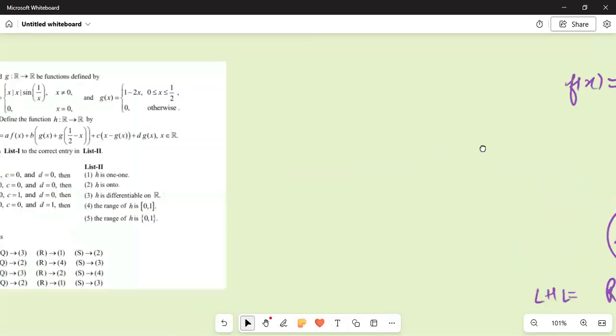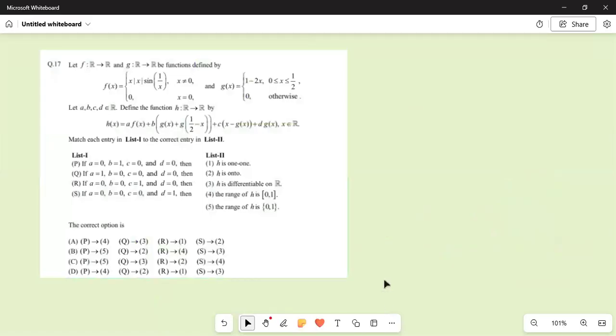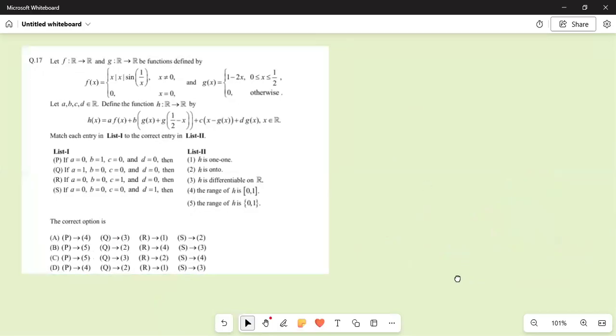Now checking our next function, which is g(x). This is 1 minus 2x when x is in the interval 0 to half, and otherwise g is 0.